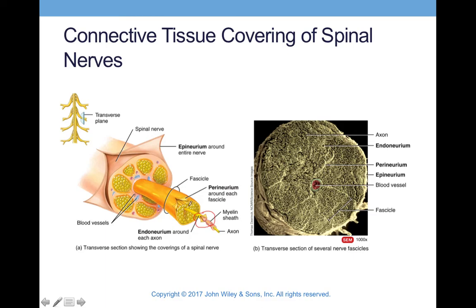Then a fascicle is a bundle of fibers surrounded by the perineurium. And then finally, we have a bundle of fascicles all surrounded by the epineurium. So, as I mentioned, endoneurium, perineurium, epineurium, these should all sound very familiar to when we were talking about the muscle fibers. There are numerous blood vessels within the coverings.